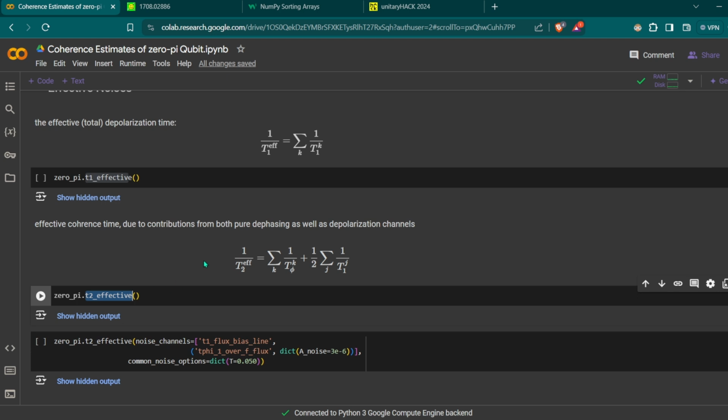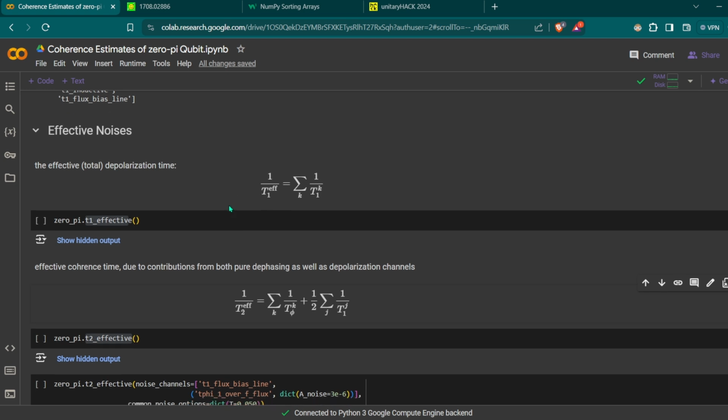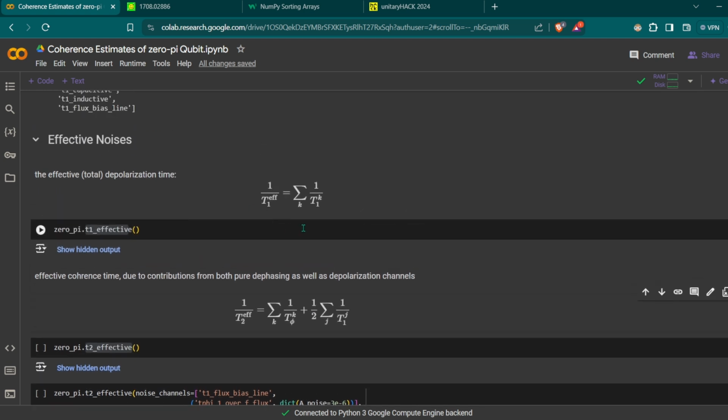So what are their differences? The difference is that T1 effective is basically the total depolarization time, and T2 effective combines both the total depolarization time as well as the pure dephasing of the qubit state, and we get a combined value for this.